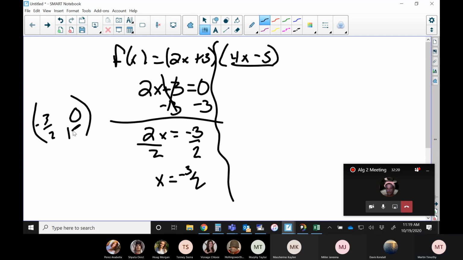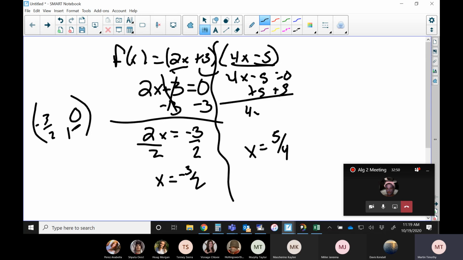Right. But you could do it in your head, Garrett. Look, think about it. Didn't you add 3 and then divide by 2? So what would you do first here? Add 5. So what number would that be? Careful. 5/4. The way that you got that is, you really said 4x minus 5, when do you equal 0? Add 5, add 5. 4x equals 5, divided by 4.